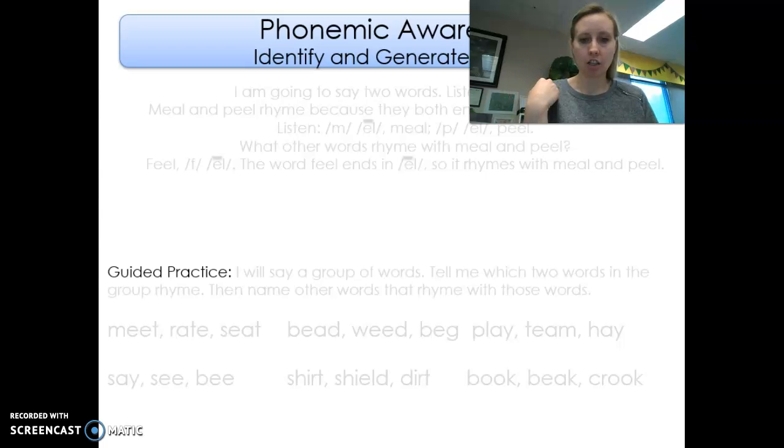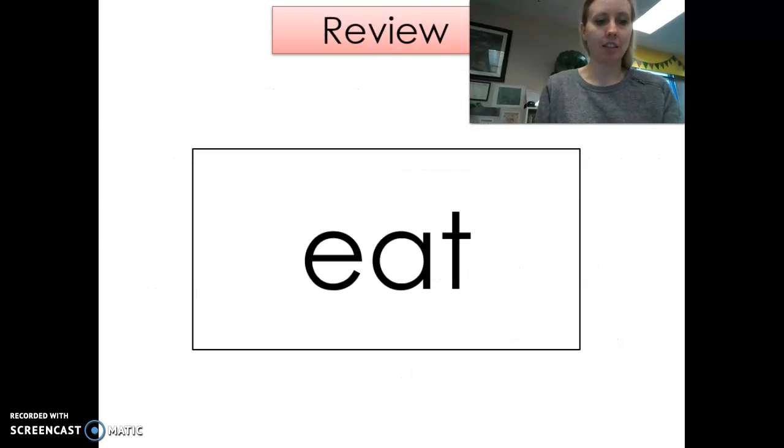Shirt, shield, dirt. Shirt, dirt. Book, beak, crook. Book, crook. Okay, friends, let's review.